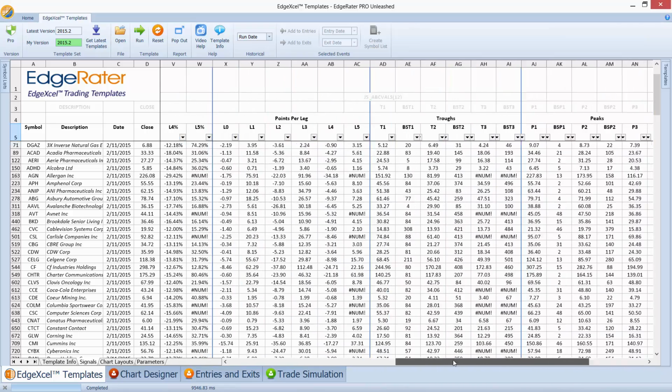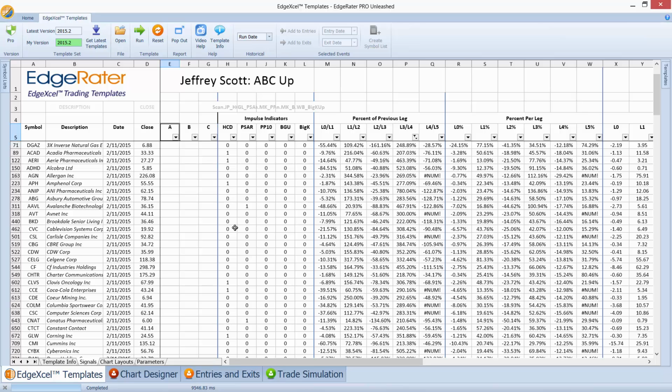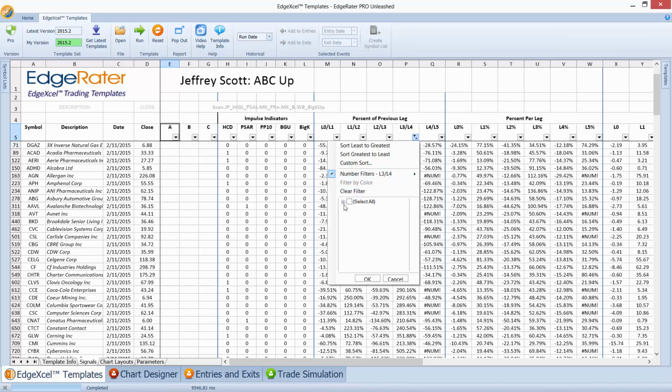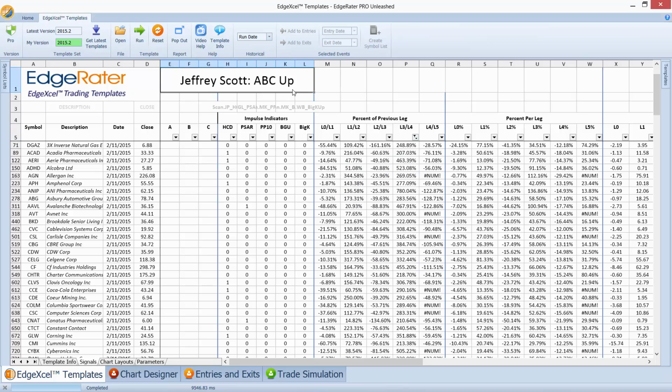This is a great template for Edgerator, and thanks to Jeff Scott for sharing his idea and providing us with this template in his category. As we said, that was for February, and next month, March, we're going to have an ABC down template, which is going to look for, if you can imagine, the same sorts of setups, but on the downside. So look out for that, and that's it for now. Thank you for watching.